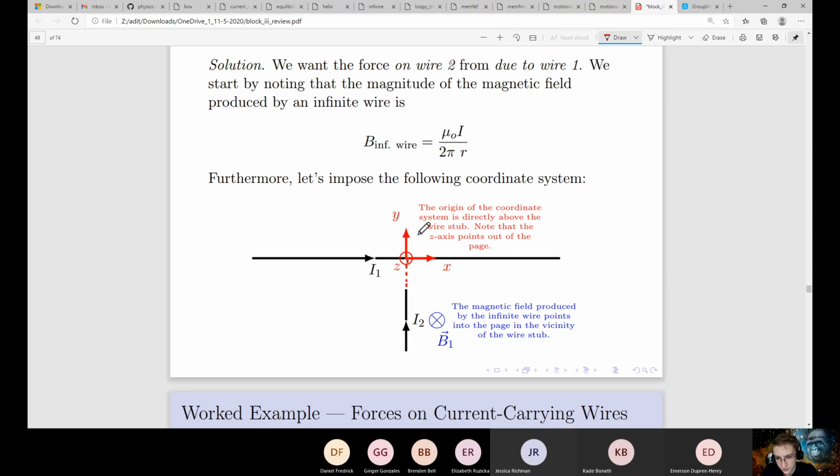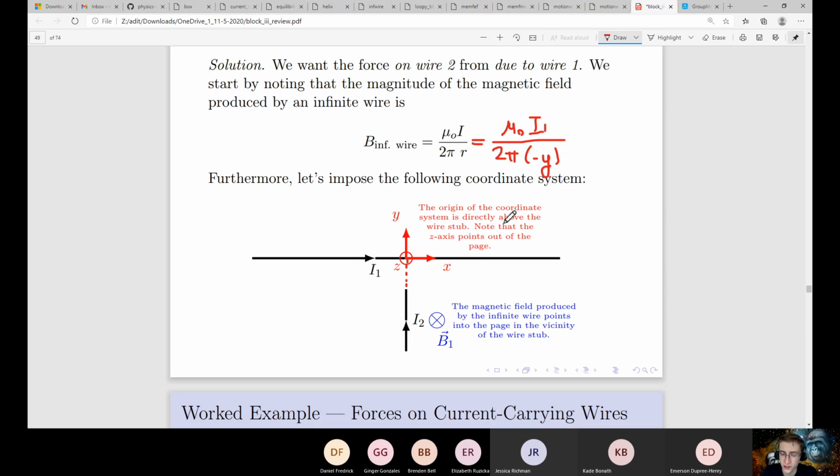Okay, in that case, if we're going to be using this coordinate system to take cross products and everything, we can re-express our B field equation of the infinite wire as mu naught, and then the current that's in that infinite wire, I1, over 2 pi. Now here's where things get a tiny bit tricky. No, not tricky, we just have to be careful. The y-axis points up on the page, but the wire stub is below the infinite wire in this coordinate system, so we have to include this negative y here.